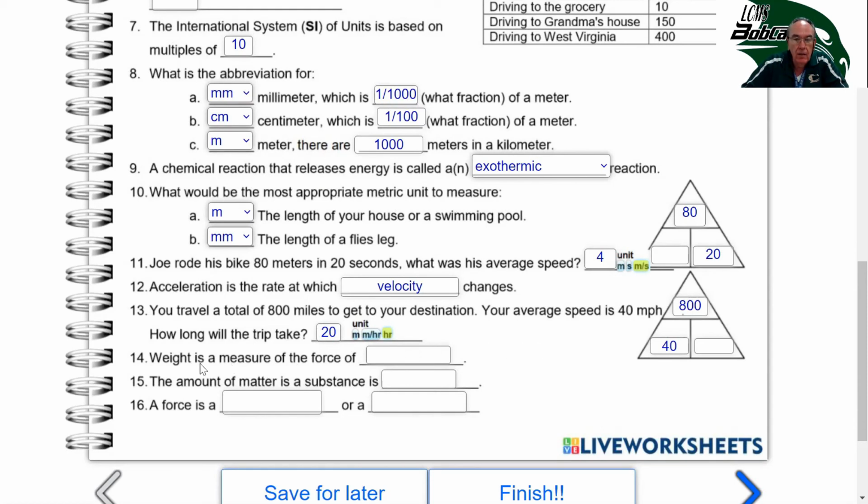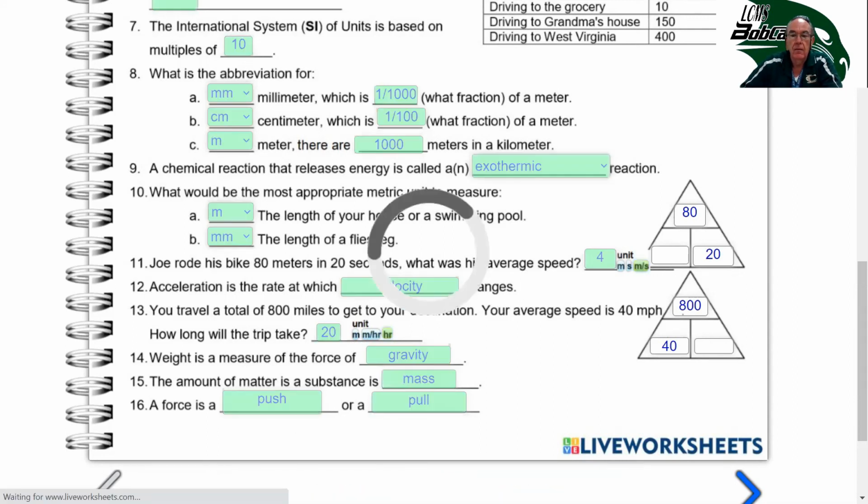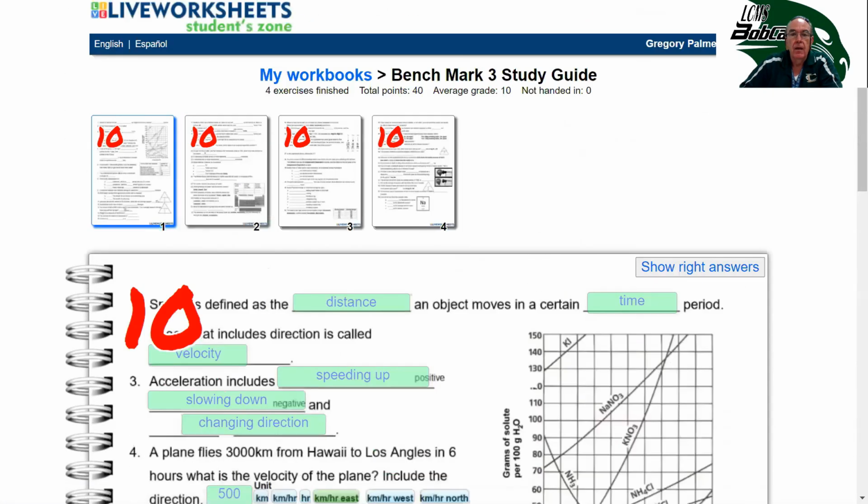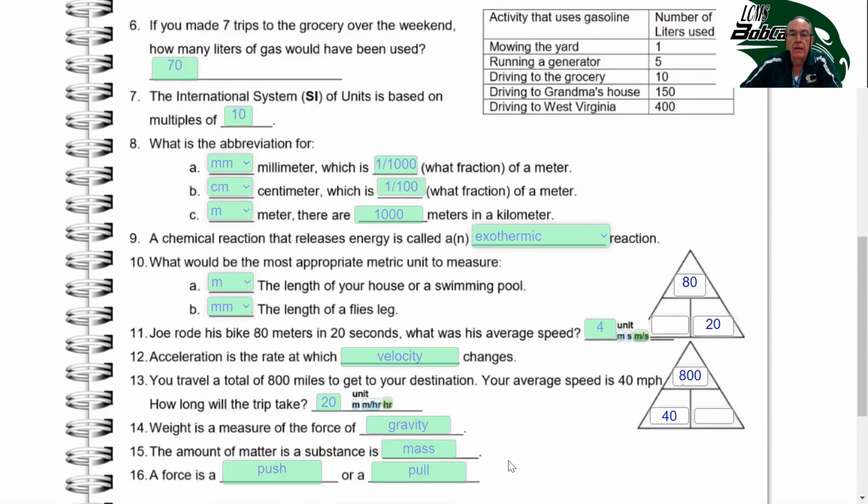Weight is a measure of the force of gravity. Remember, weight is measuring how much gravity is pulling us to the earth. The amount of matter in a substance is mass. And force is a push or a pull. Okay, that's page 1.